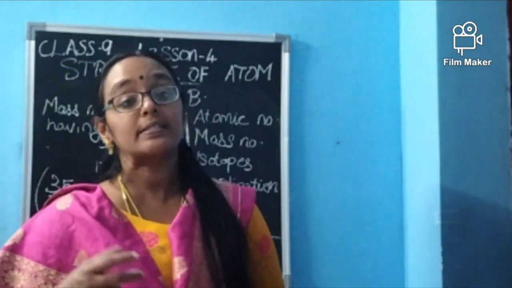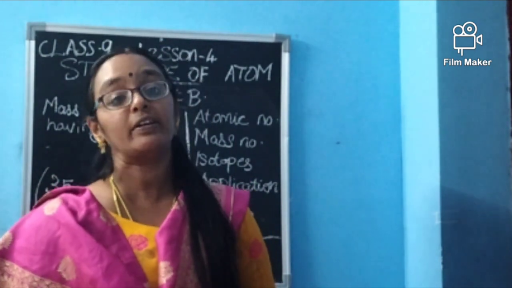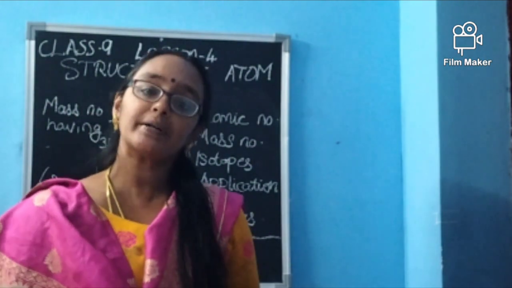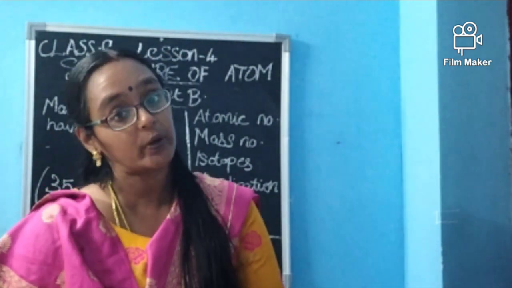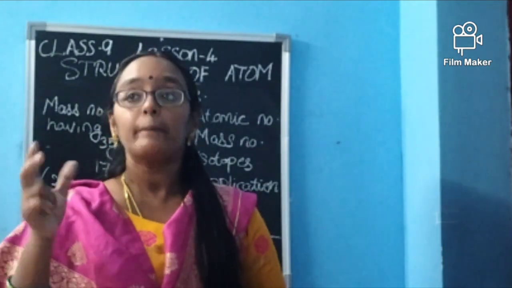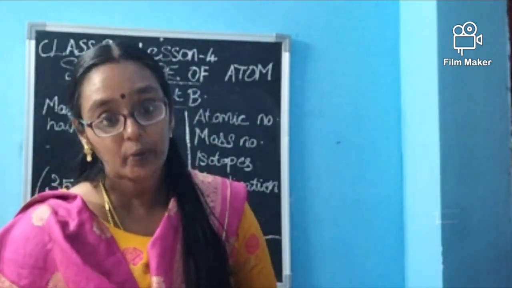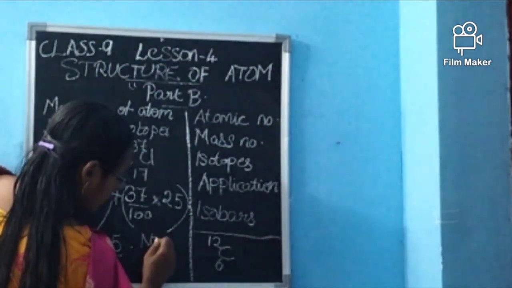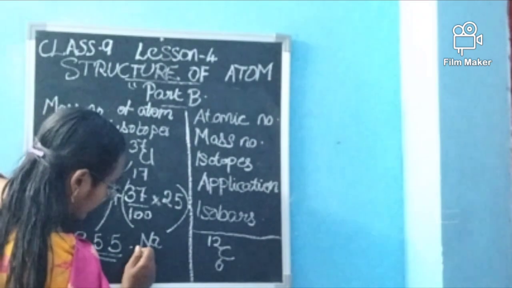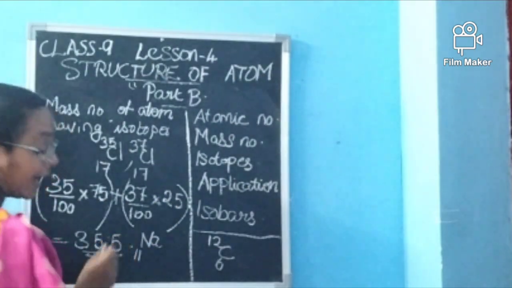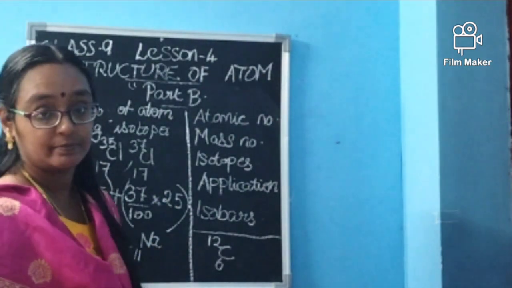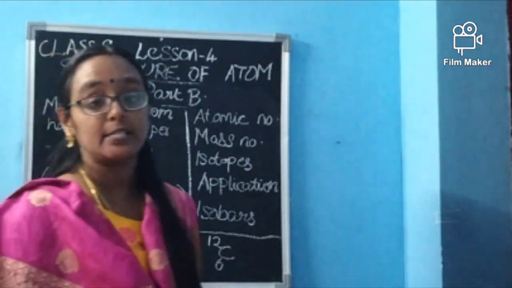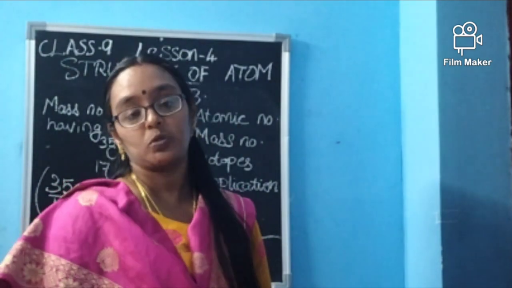Similarly, for atoms having no isotope, what will be the mass number? Mass number will be the sum of protons as well as neutrons. I have told you already. Based on that, many more questions you can expect. We can say sodium. Sodium is having atomic number 11 and the number of neutrons is 12. So what will be the mass number?